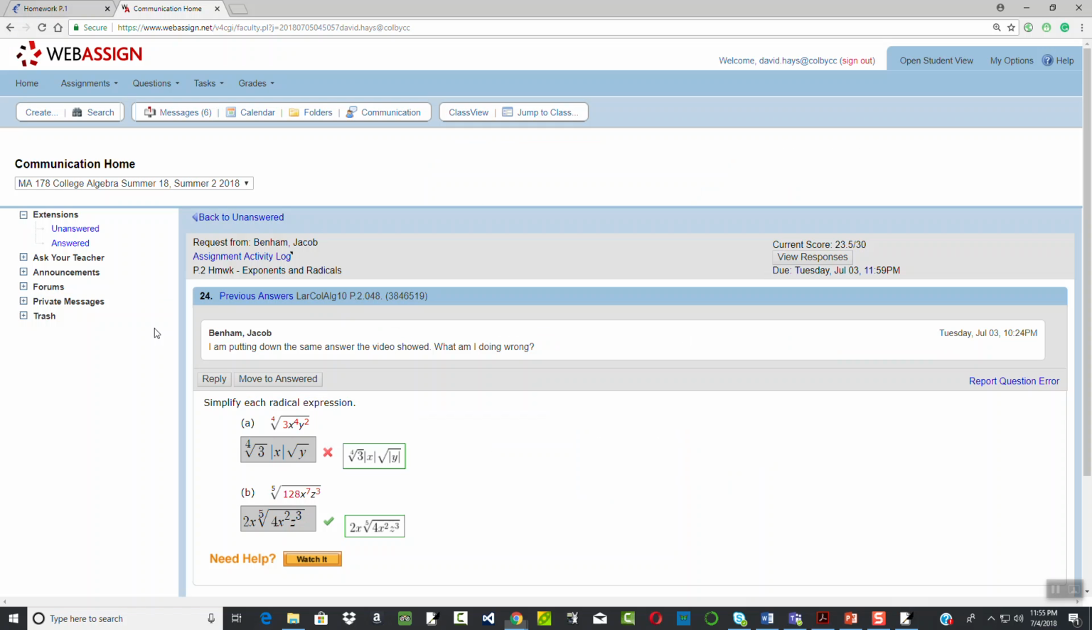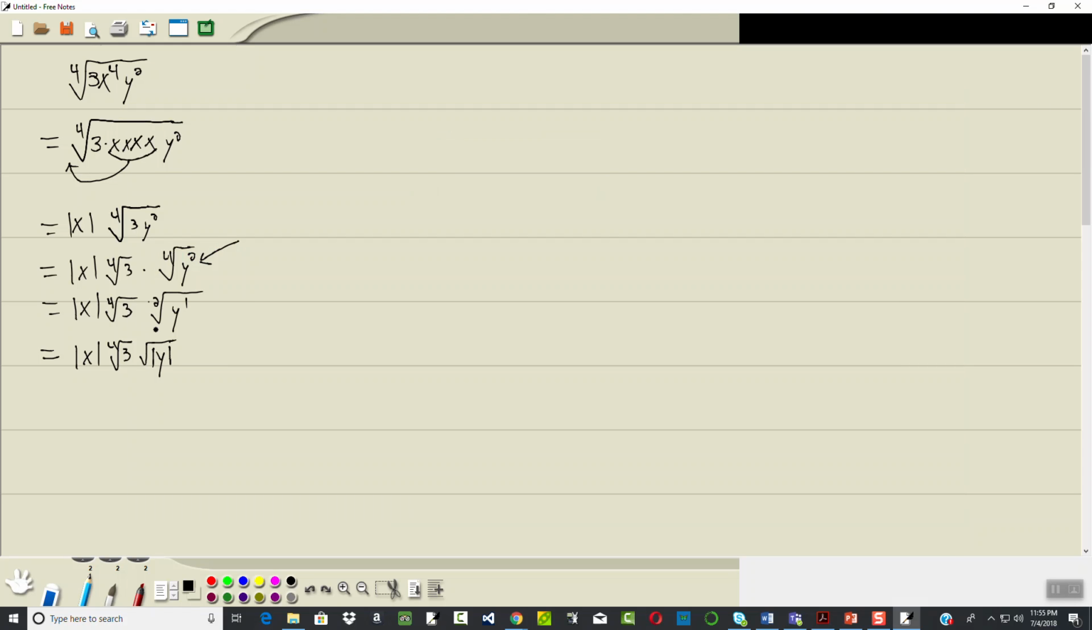Oh, and the last thing, the order, you can rearrange it however they want. Numbers typically go first.